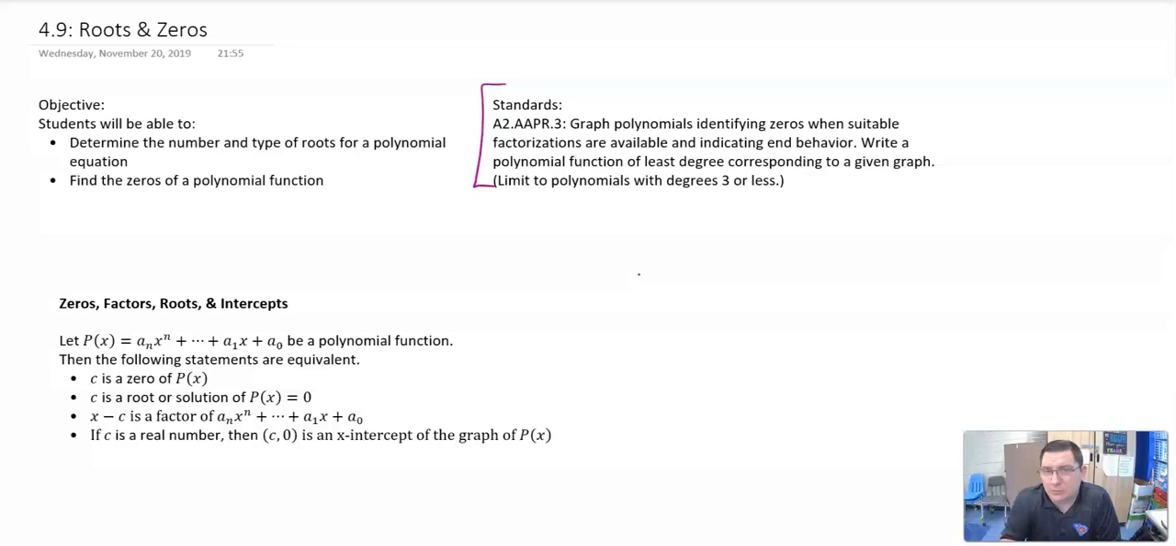Now, the limit in Algebra 2 is degrees of 3 or less. We are going to look at some examples of higher degree functions, but that's just to get an idea of what's going to happen later on. The key in Algebra 2 is degree 3 or less.